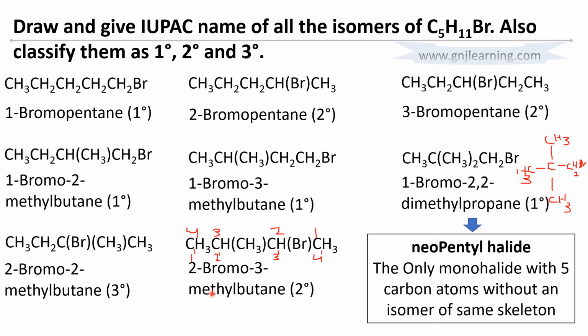So these are all the isomers. There is no other isomer possible. There are 8 isomers, and among these one has a unique behavior. The skeleton that I drew here has no other isomer. There is only one bromine position possible in this case. With this skeleton there is only one molecule of monohaloalkane possible.